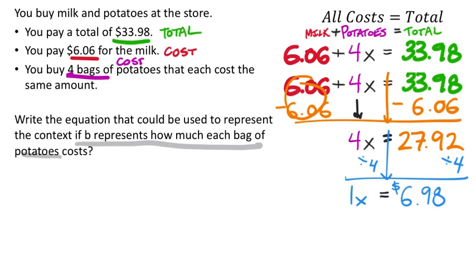Now, will this make the equation true? Yeah, 6.06 plus 4 times 6.98. If you put that in the calculator, you get 33.98. So we know that would make the equation true. So again, we have the equation and we have the solution.